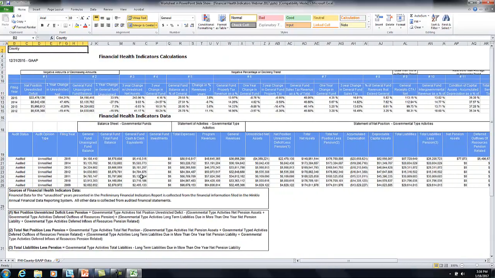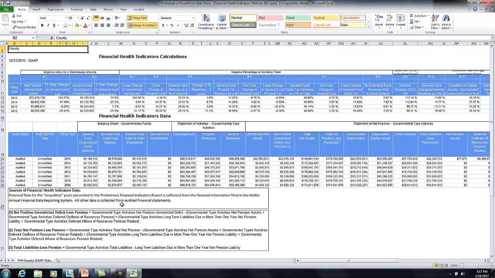The bottom portion of the data sheet is the financial information from the financial statements. It shows you whether or not those financial statements have been audited or unaudited, the opinion type. In this case, they were all unmodified, but if that was different, it would tell you that. And then again, all of the data from the financial statements.